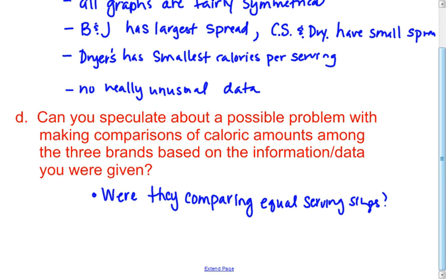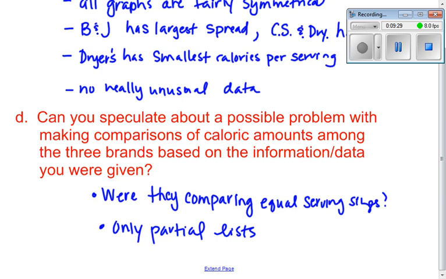And the other thing that would make me question this is these are only partial lists. And so when they're only partial lists, you cannot make a generalization based on very few pieces of data. You would really need all of the data in order to make any conclusions. And I don't have all of the data, so that's kind of a problem.